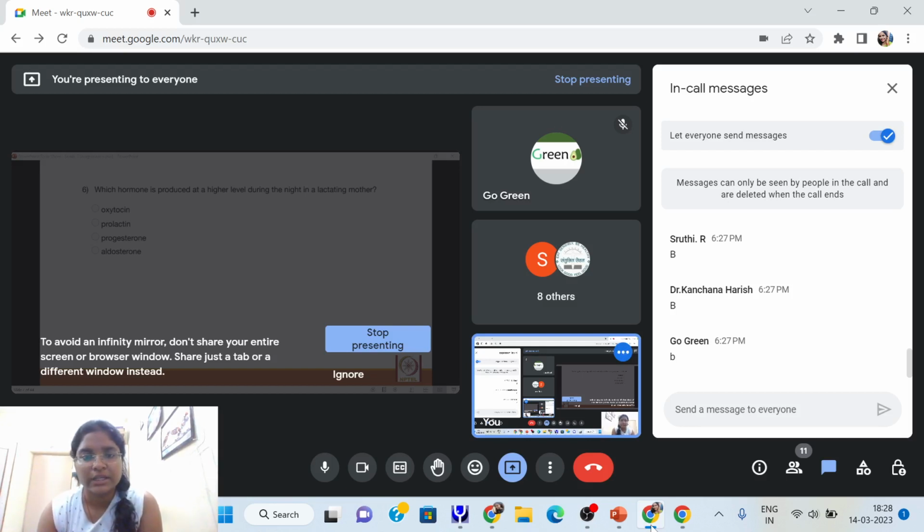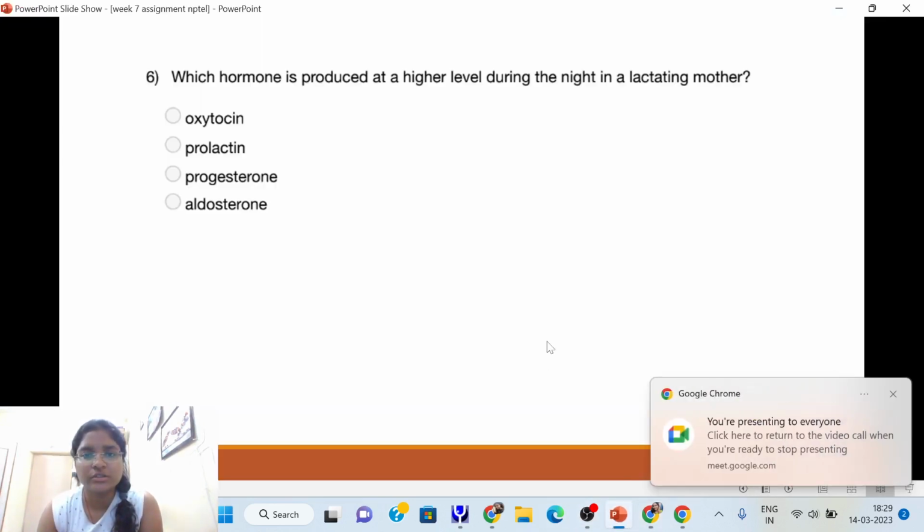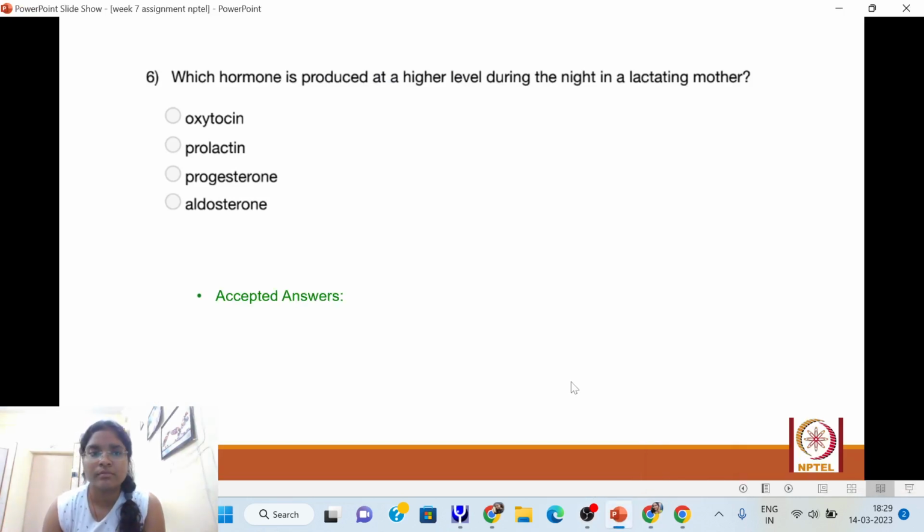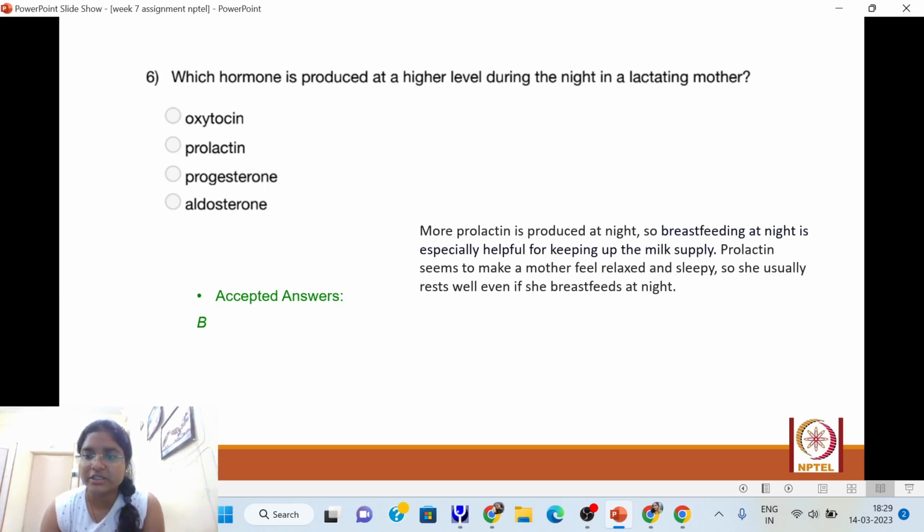Okay, let's see what is the correct answer to this question. Correct answer is B, prolactin, right? I think everyone has given the correct answer. More prolactin is produced at night, so breastfeeding at night is especially helpful for keeping up the milk supply, right? Prolactin seems to make a mother feel relaxed and sleepy, so she usually rests well even if she breastfeeds at night. So prolactin is a very important hormone playing its role at night for lactating mothers.